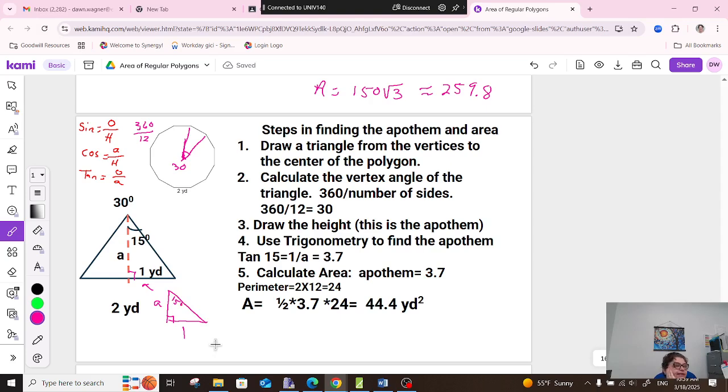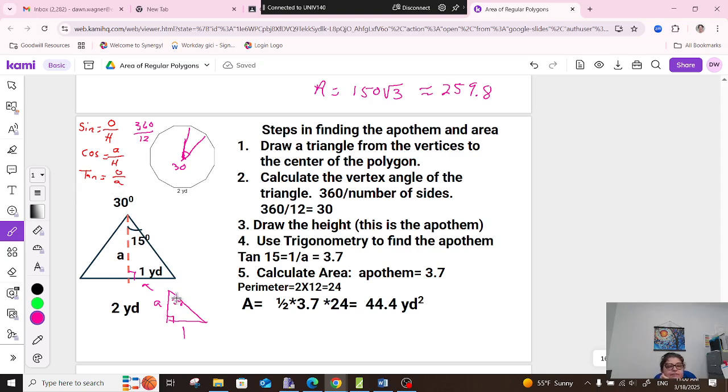Now, 15 degrees is not part of our special triangles. We either had 45, 45, 90 or 30, 60, 90. So if this is 15, now I have to use trigonometry. Sine equals opposite over hypotenuse. Cosine equals adjacent over hypotenuse. Tangent equals opposite over adjacent.